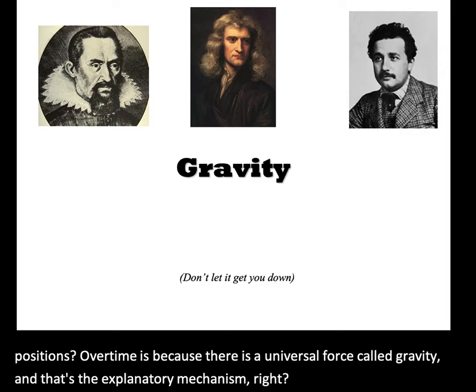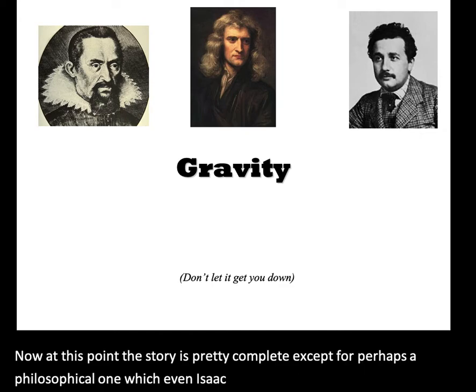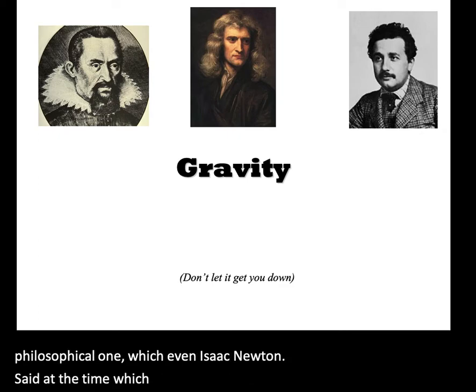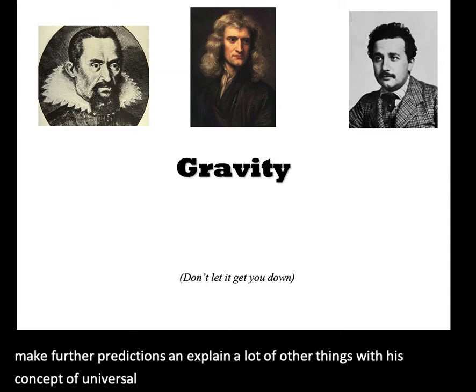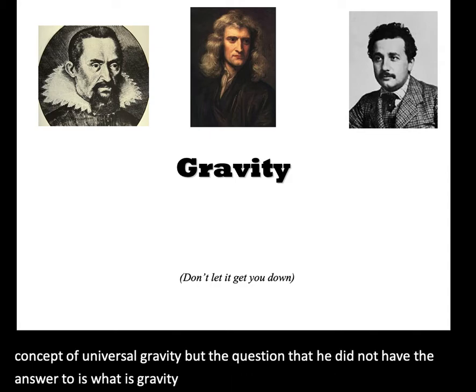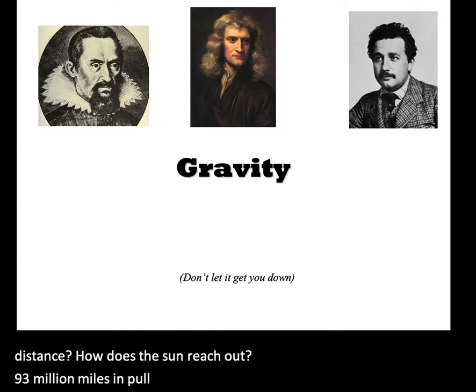Now, at this point, the story is pretty complete, except for perhaps a philosophical one, which even Isaac Newton said at the time, which is he could explain Kepler's observations and make further predictions and explain a lot of other things with his concept of universal gravity. But the question that he did not have the answer to is what is gravity? Like, how does it work? This action at a distance. How does the sun reach out 93 million miles and pull inwards on the Earth? He didn't have sort of an underlying mechanism, right?